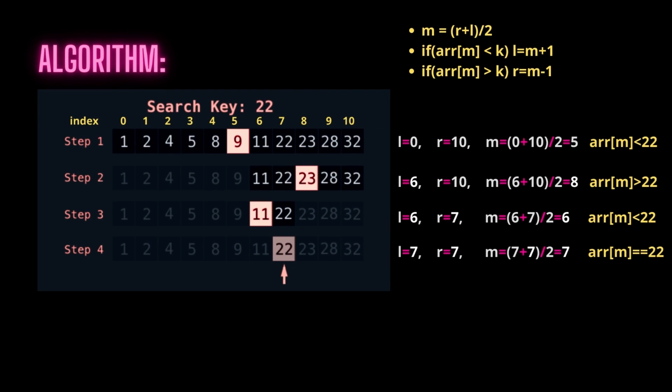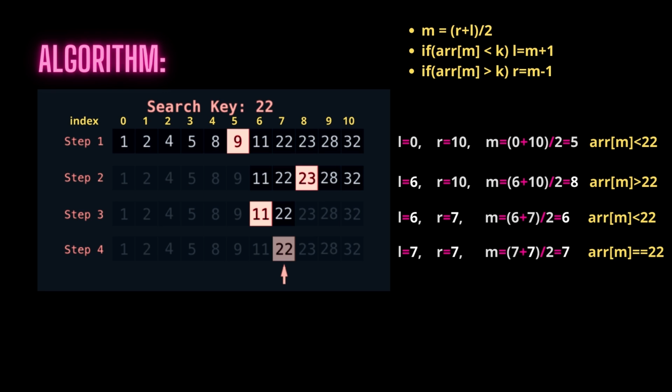Let's see the algorithm to solve this question. First, we will initialize L, that is the first index of the array. Then we will initialize R as the last index of the array. Then we'll find M, that is the middle index. M is equal to (L + R) / 2. So in step 1, M is equal to 5.